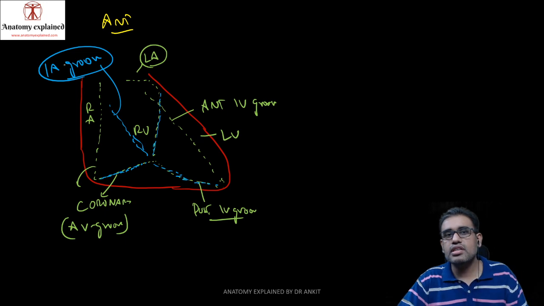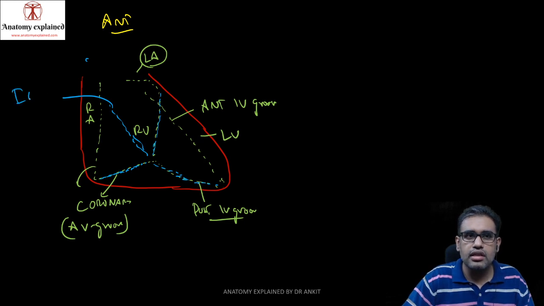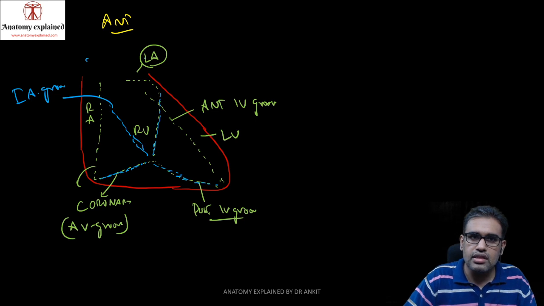So from the anterior and posterior they appear like this. We should write it slightly over here that it is the interatrial groove. Okay, and that is the left atrium. This is the anterior view of how the chambers are located. Now LA is present mostly on the posterior aspect.